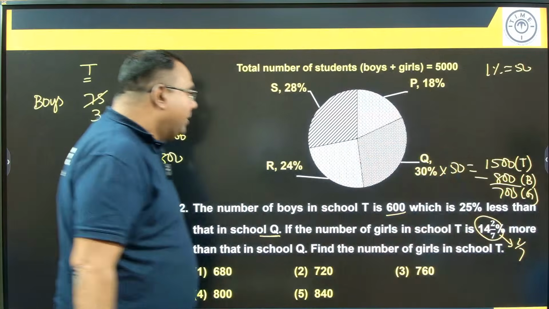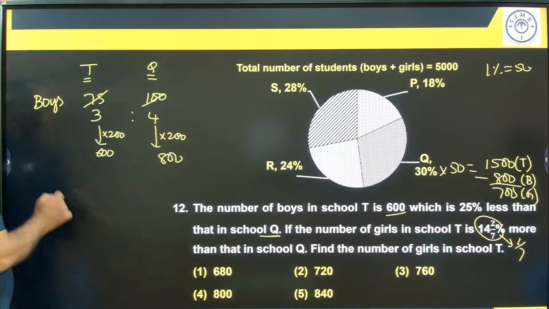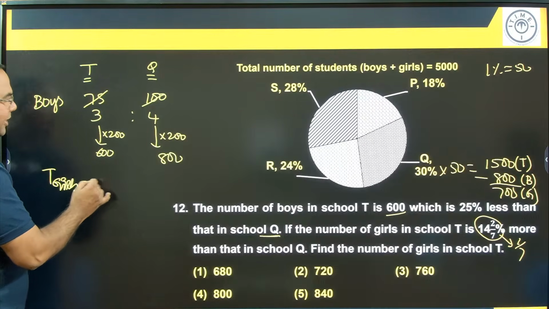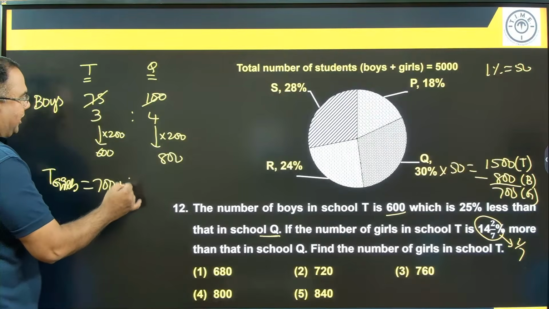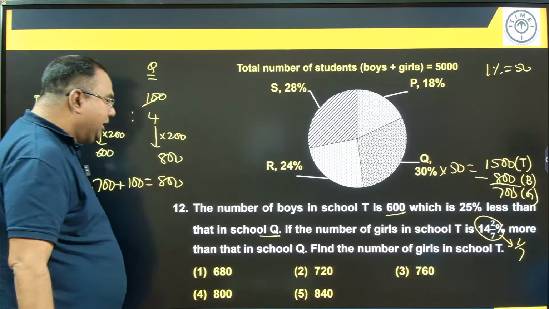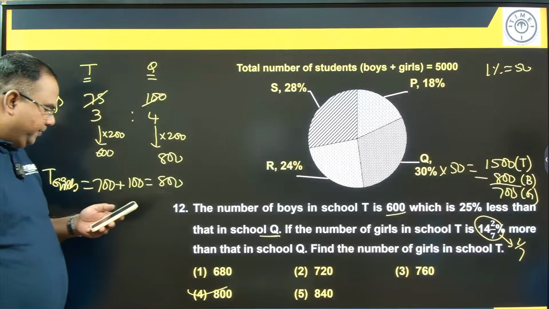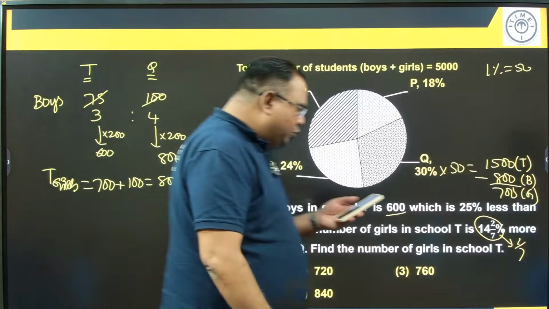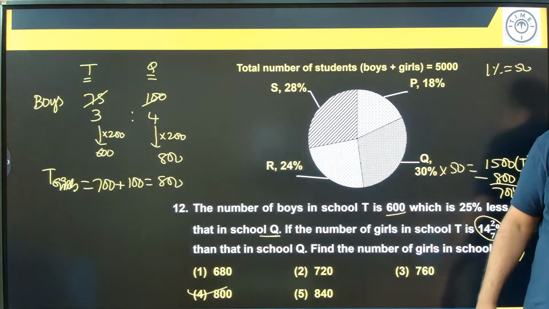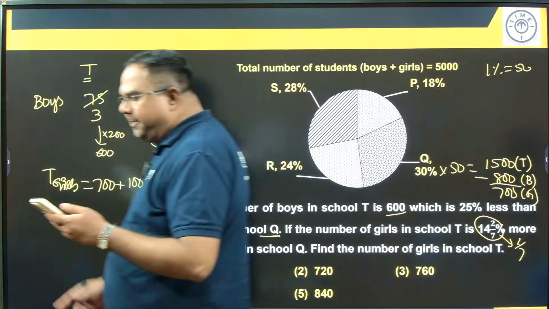700. Now the number of girls in school T is 14.2/7% more than school Q. So T girls will be 700 plus 1/7 of 700, which is 100 more, so 800. The number of girls in school T should be 800. Option 4. Correct answer? Gaurav, Sumant, Bhavina, Srija, correct answer. Brunda, correct answer. Let's move on.